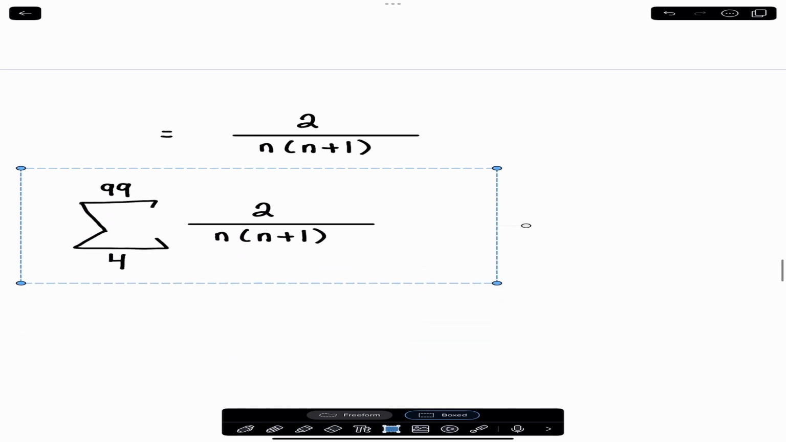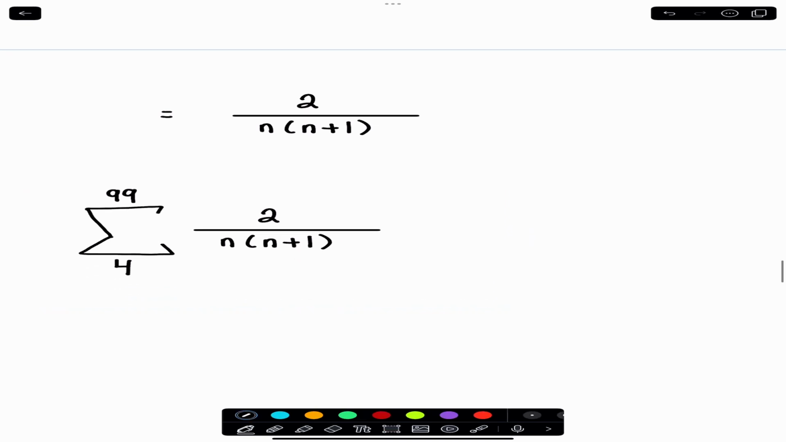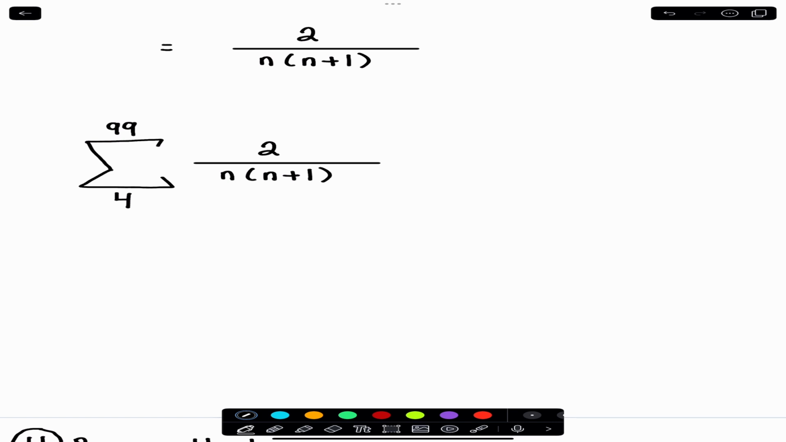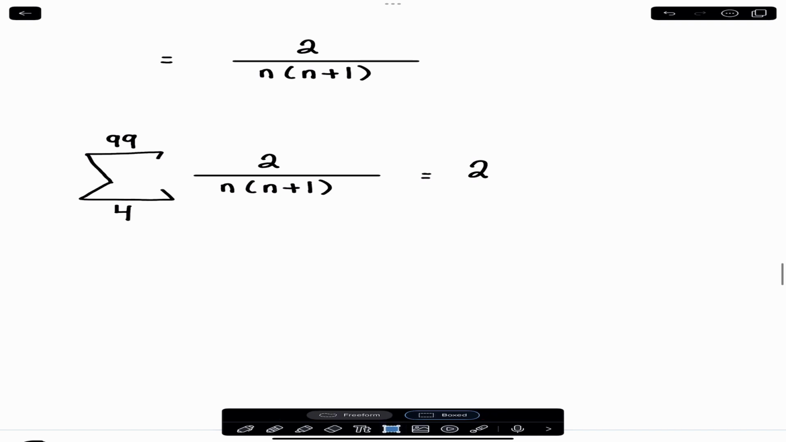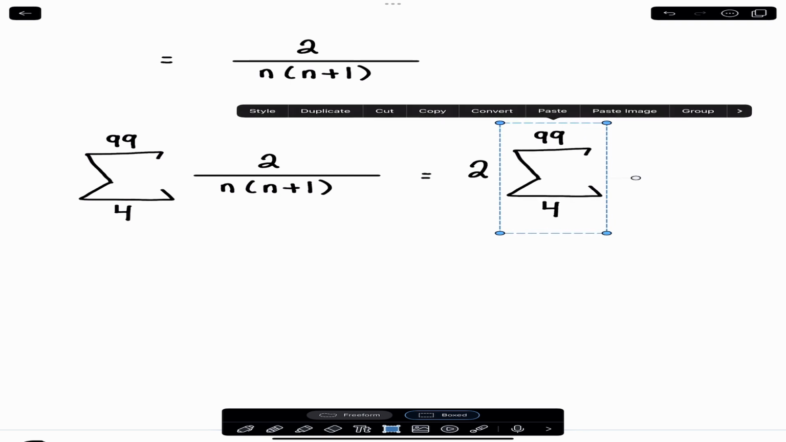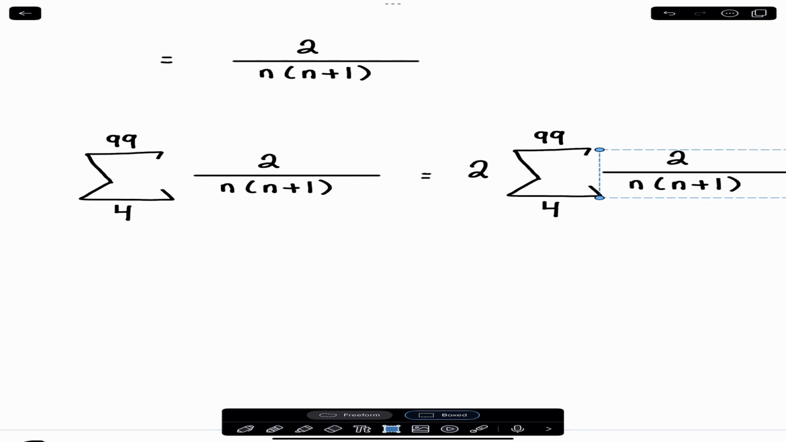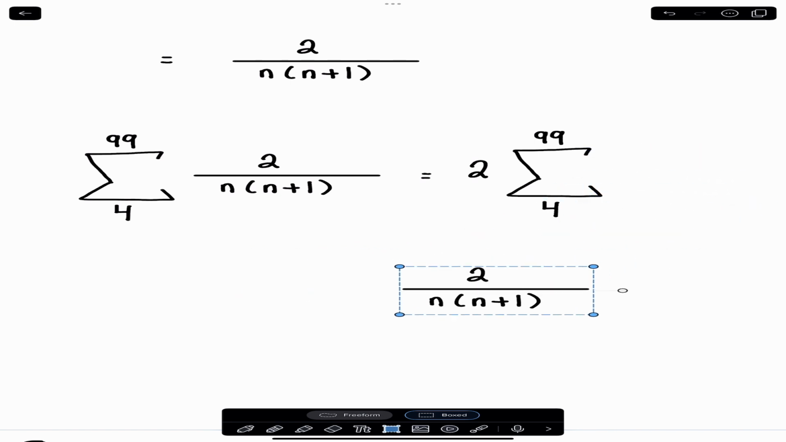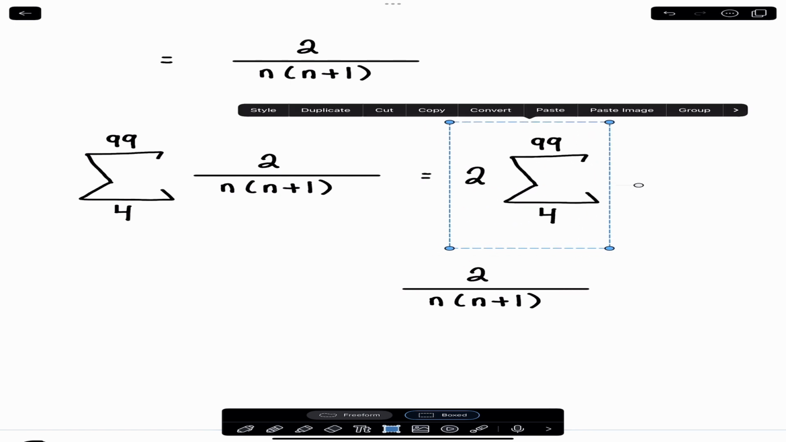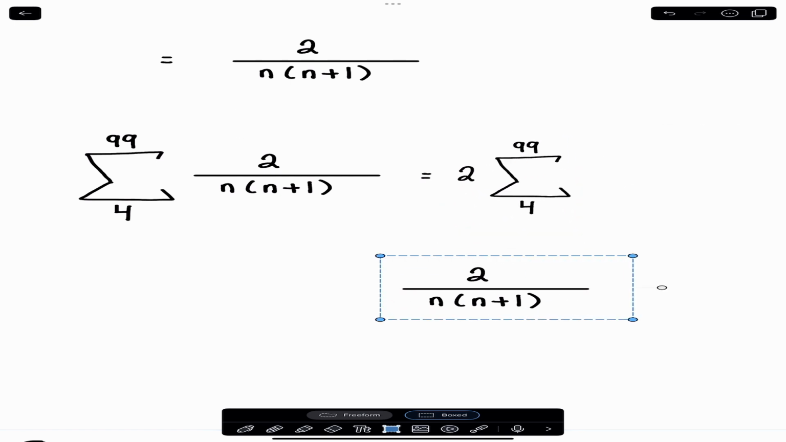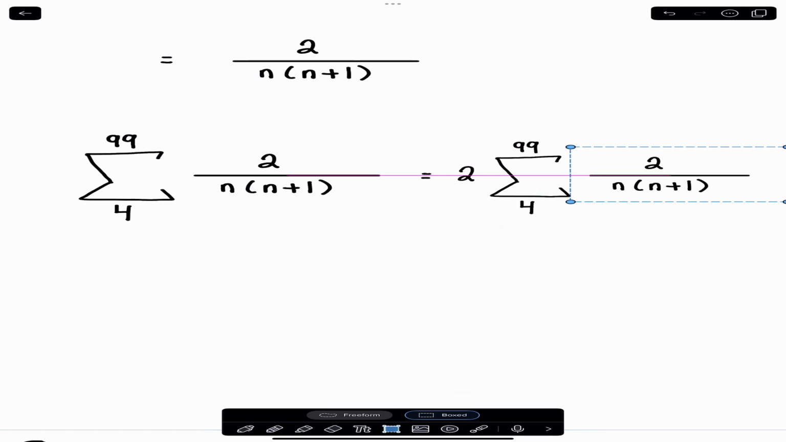So I'm just going to move this down a bit. And the great thing about sigma is we can actually pull this 2 out. So that's on the outside, and then we can just concentrate on this term on the inside. And because we pulled a 2 out, what we're left with in the end is a 1 over here. Amazing.